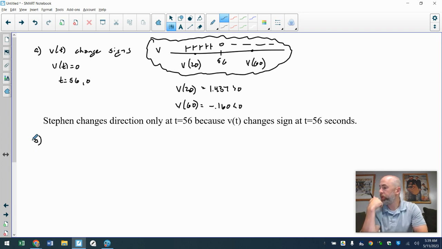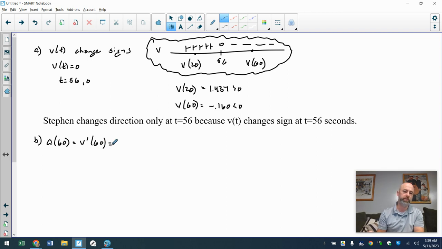Find Stephen's acceleration at time 60. Stop and answer that. That's a very easy question because acceleration is the derivative of velocity. Now you have to show that you understand that we are doing the derivative of velocity. So if you only wrote a of 60 equals whatever the answer is, you may not get that point. I need to show that I understand that acceleration is the derivative of velocity.